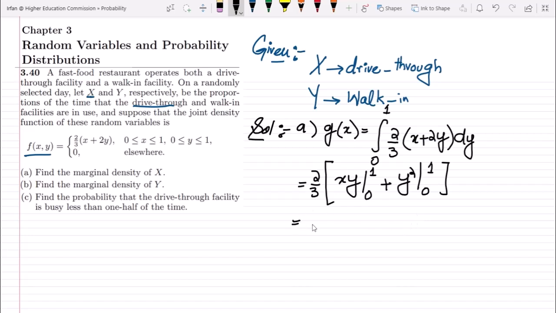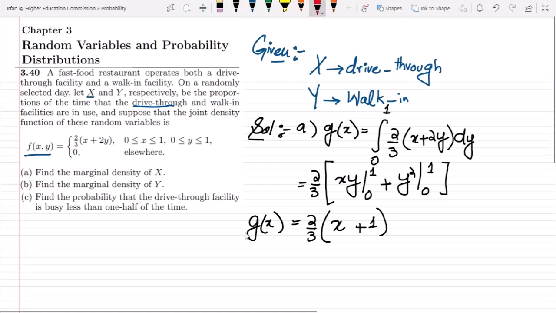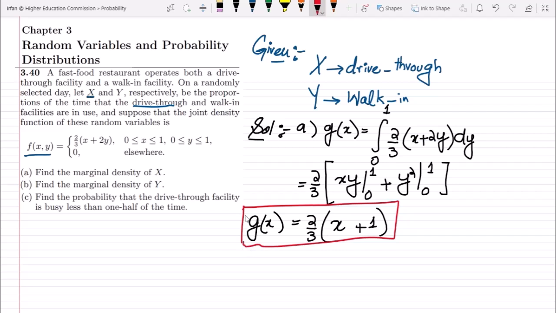Solving it, from 0 to 1 I will get x, because it is x times 1 minus 0. Similarly, y squared from 0 to 1 gives 1. Therefore, the answer for the marginal density of X is given here, and that is the solution of part A of my question.